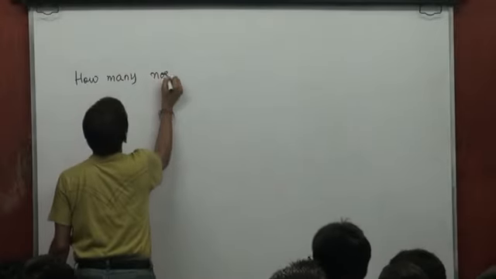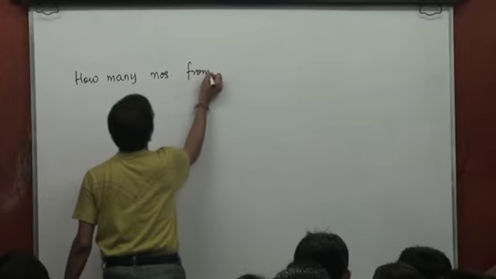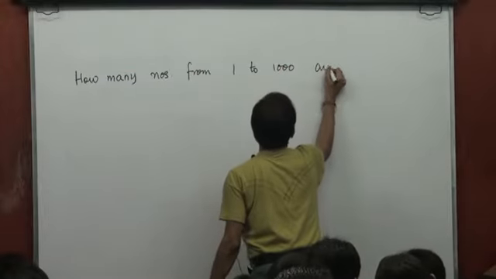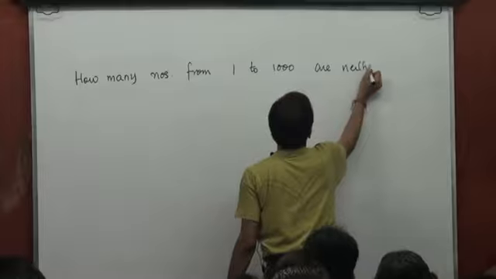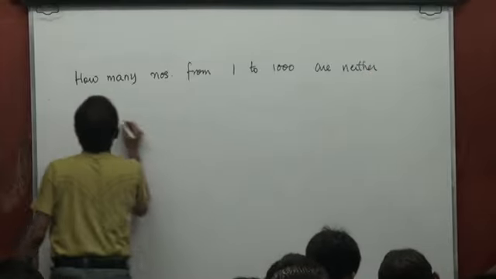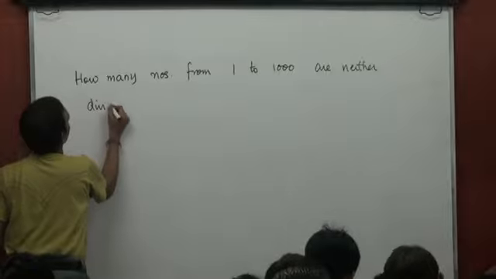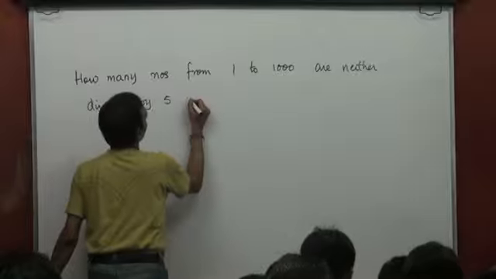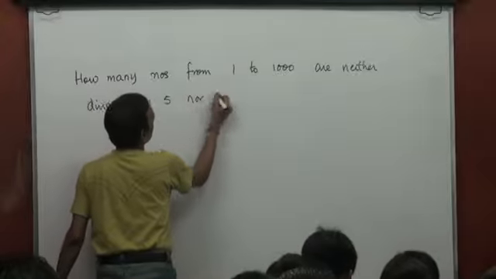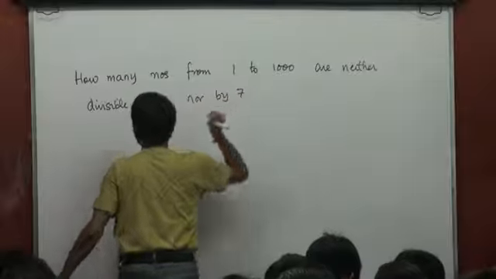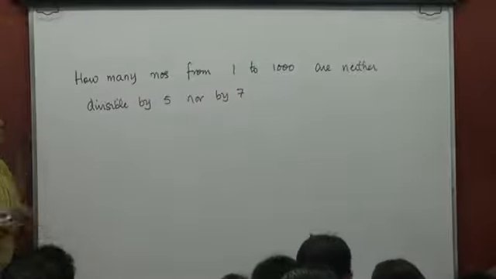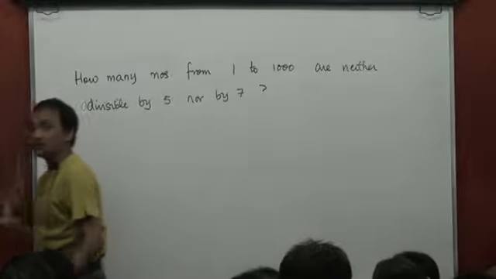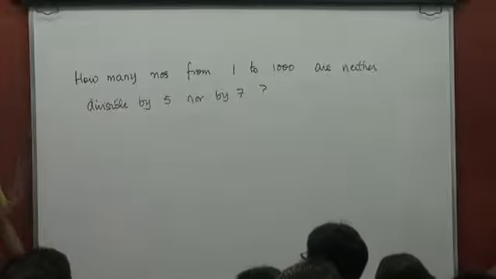How many numbers from 1 to 1000 are neither divisible by 5 nor by 7, right? Okay.